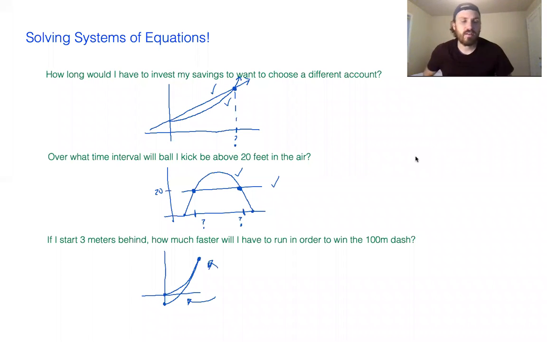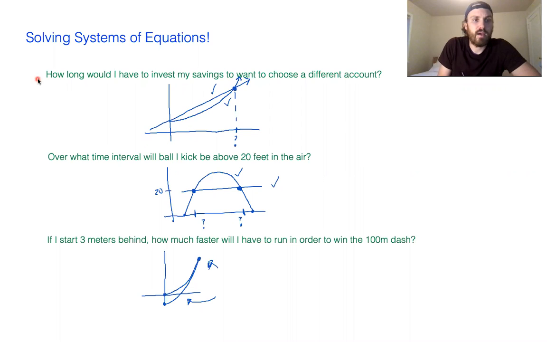All right, so I want to talk a little bit about solving systems of equations. First, talk about why we might want to solve systems of equations, and then think about some of the different ways that we solve them.